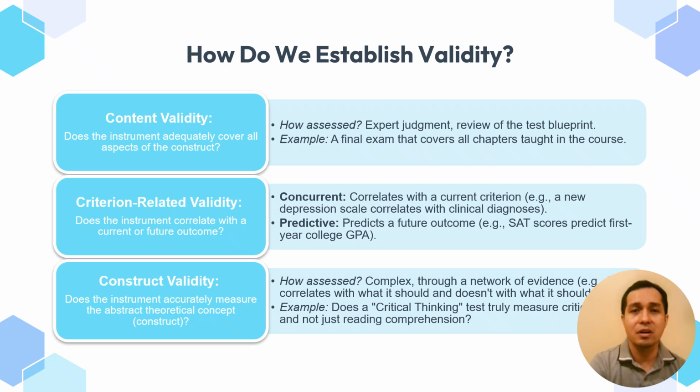Then we have construct validity. It is the most comprehensive and theoretical. It asks, does this instrument truly capture the abstract, theoretical concept it's supposed to? For example, does a grit scale truly measure the construct of grit and not just conscientiousness? Establishing this requires a network of evidence.